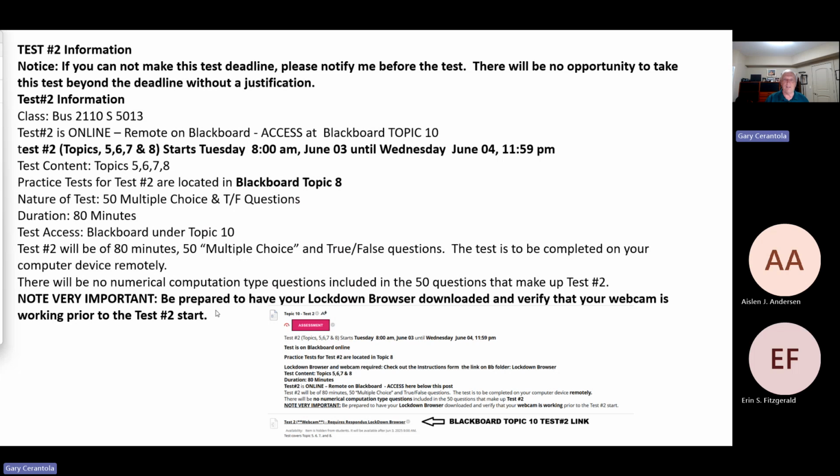And again, please be prepared. Have your lockdown browser downloaded. Verify that your webcam is working. And if things are stuck, the first thing to try, even before calling me, is to empty your cache and reboot. Chances are a lot of the problems go away. All right, so that's where that is. You can see here in topic 10, there's an announcement about the test, and this is the link you click on to find the test. Okay, so that's where that is.